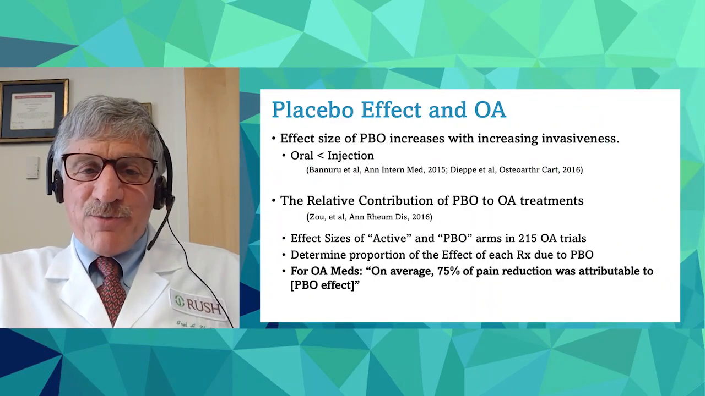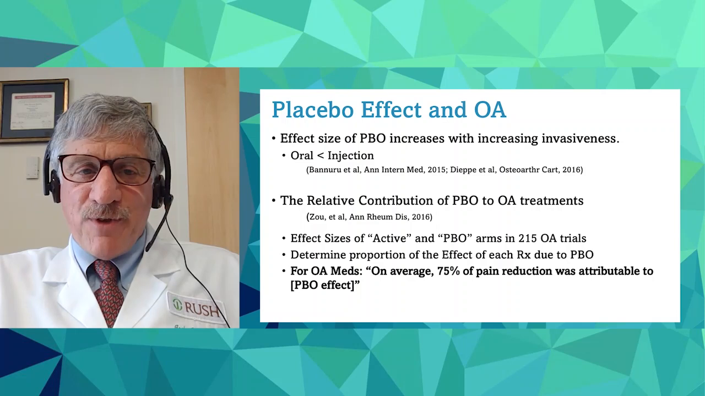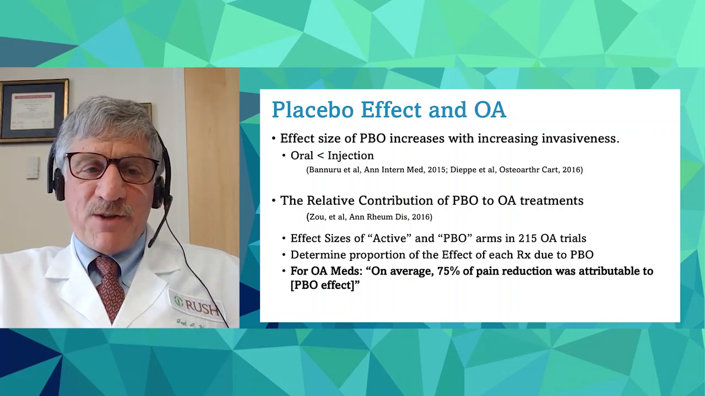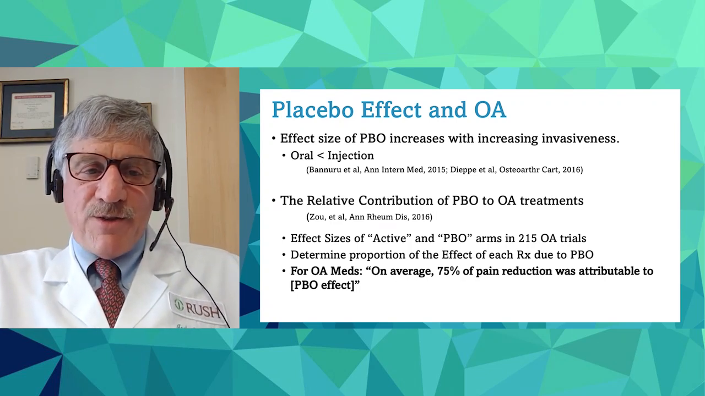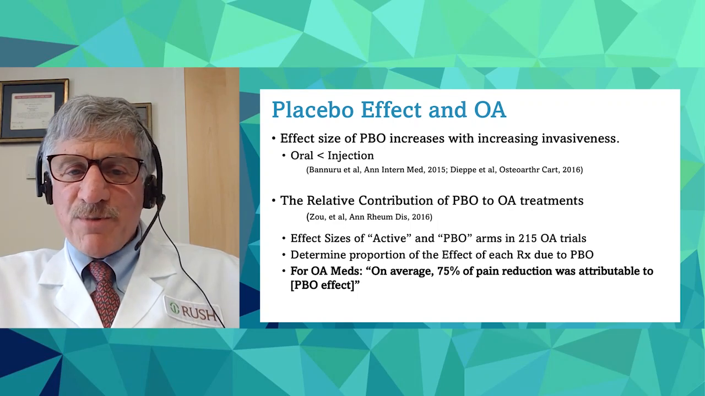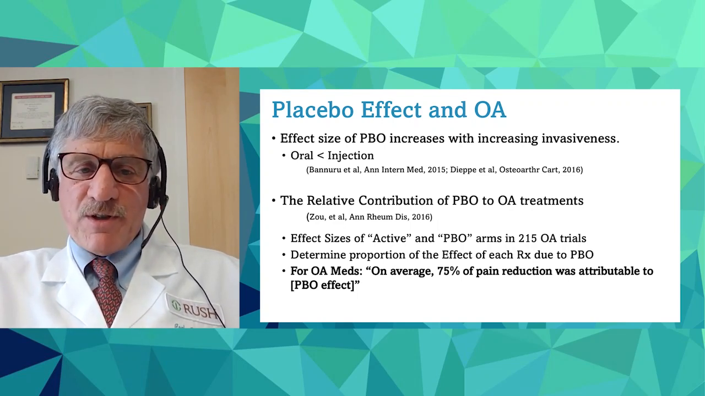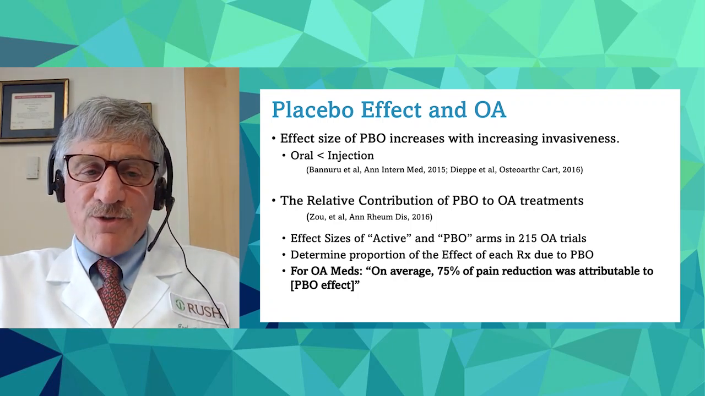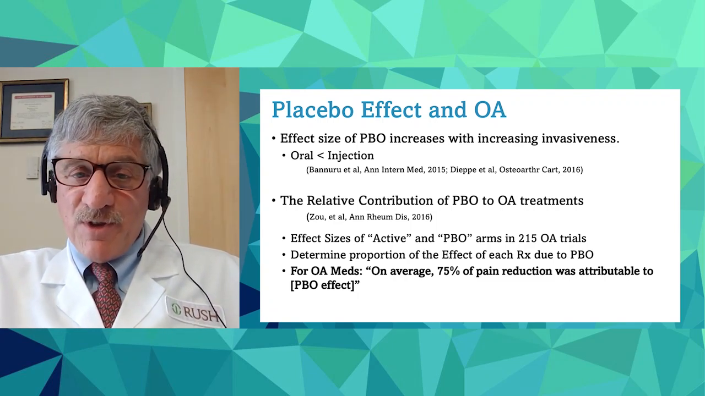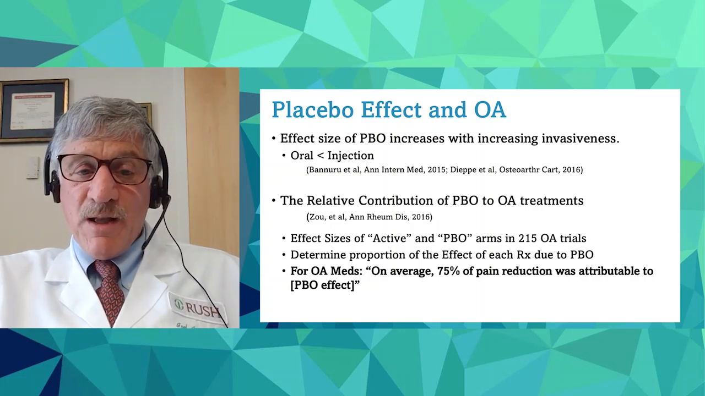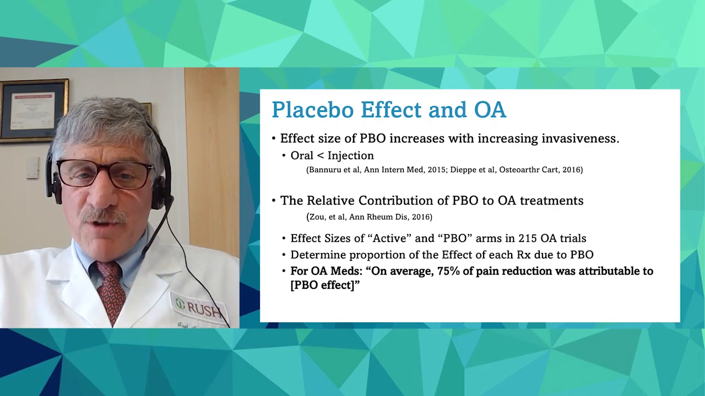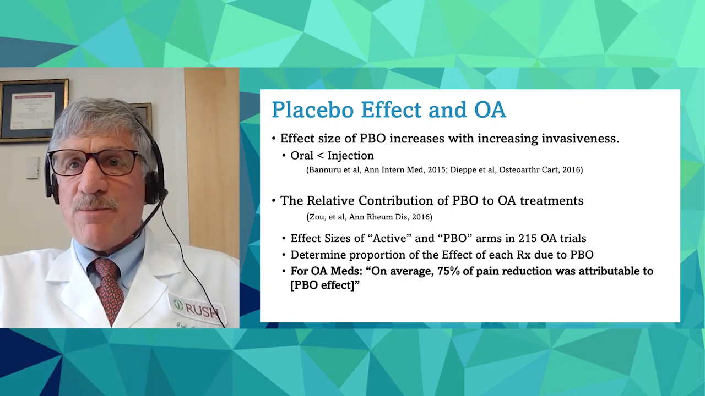Interestingly, the effect size of placebo actually increases with increasing invasiveness. So if we stick a needle in somebody, the effect size of the placebo effect is much larger than if we give it orally. Now, several years ago, Zhu and colleagues calculated the relative contribution that placebo gives us to our OA treatments. They looked at the effect sizes of the active and placebo arms in 215 OA trials. They determined the proportion of the effect of each treatment that was due to the placebo arm. And what they concluded is that for all of our OA medicines, on average, 3/4 of the pain reduction is attributable to the placebo effect.